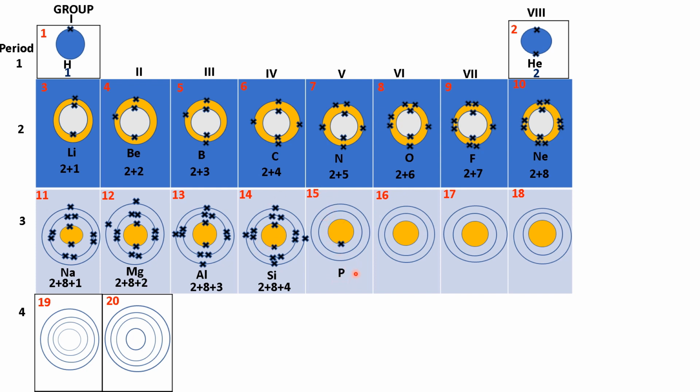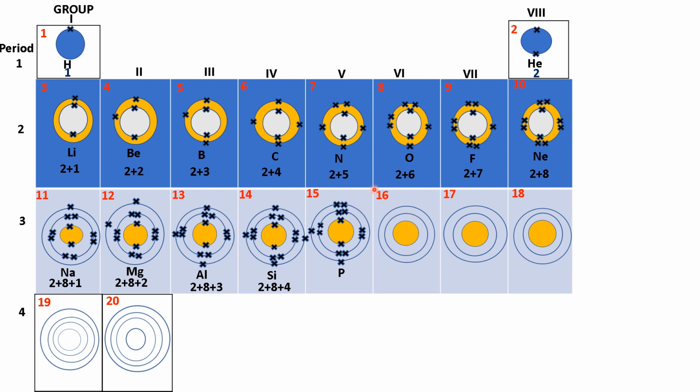Next, phosphorus atom, atomic number 15, equal to the number of electrons, so we make distribution of 15 electrons. The first shell is filled with 2 electrons according to the rule, and the second shell with 8 electrons. The remaining 5 electrons are in the third shell. The distribution of electrons is 2 plus 8 plus 5. These 5 electrons in the outer shell indicate the number of group, so phosphorus is present in group number 5. And we have 3 shells, so phosphorus is present in period number 3.